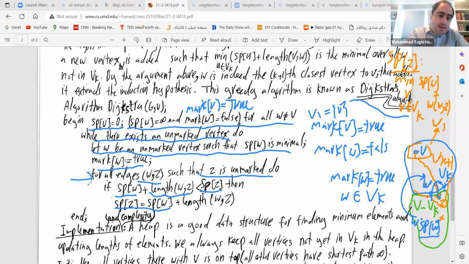Let me see. Is this line correct? The one that I put the arrow on: for all edges WZ such that Z is unmarked. So Z should be unmarked, and there should be an edge from W to Z. Good? Right, so there should be an edge from W to Z, and Z should be unmarked. Then, if the path through W is better than the current estimate that we have, we will update. Good? Great, so that's the whole algorithm.